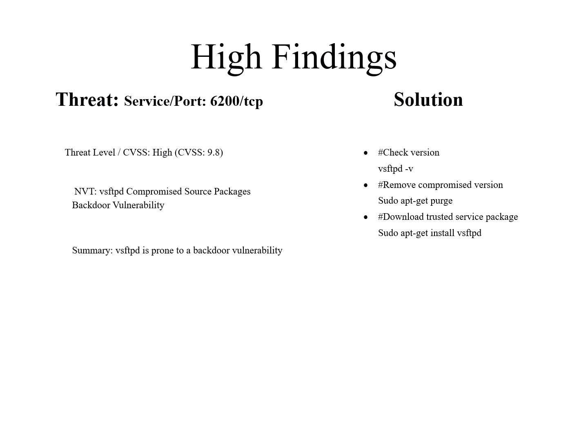Next is port 6200, also a TCP service. Its threat level is a CVSS score of 9.8, which is high. The vsftpd service has a compromised source package. It's a backdoor vulnerability. It's prone to this. So what we want to do is check our version. We want to remove our compromised version. And then we want to download the service package from a trusted source.